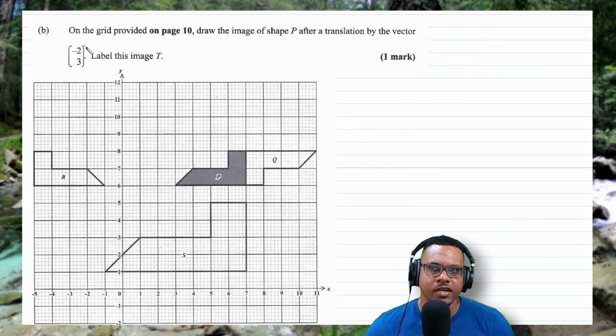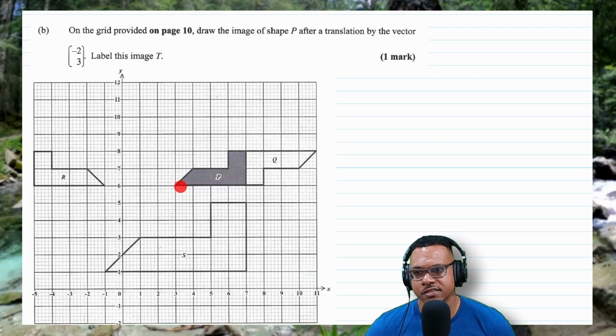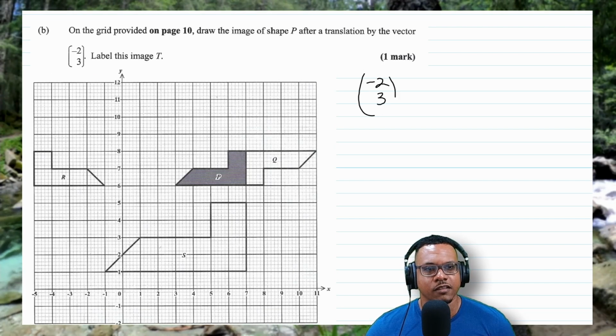So now for part B, we have on the grid provided, which is this Cartesian plane here. We want to draw the image of shape P, so that's shape P here, after a translation vector -2, 3. I'm going to label this image T. Now let's look at the translation vector -2, 3. This -2 here will be the x component, and the 3 here will be the y component.